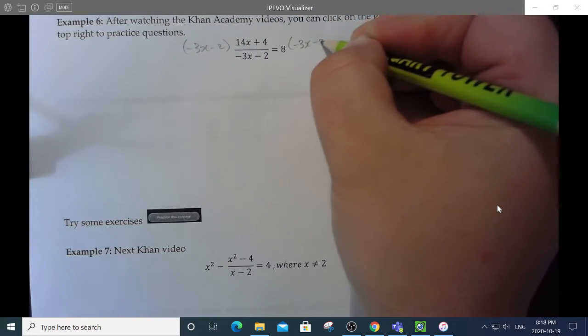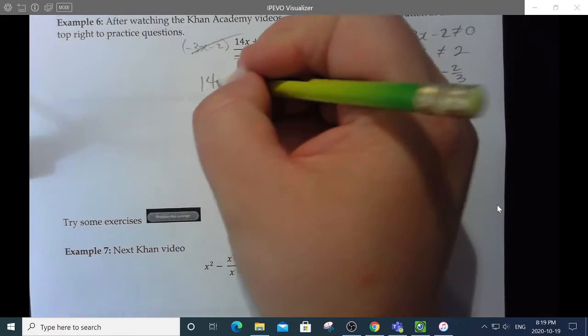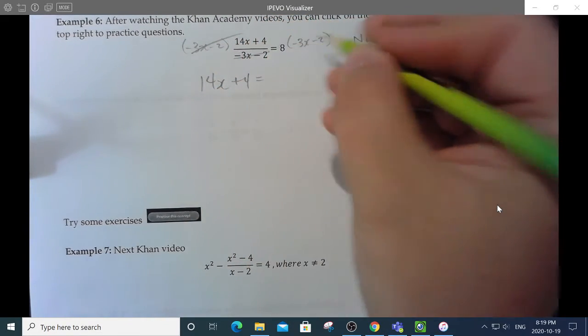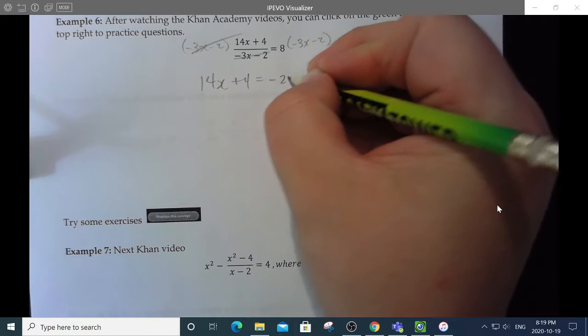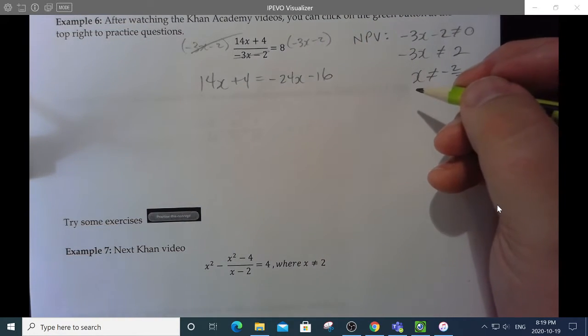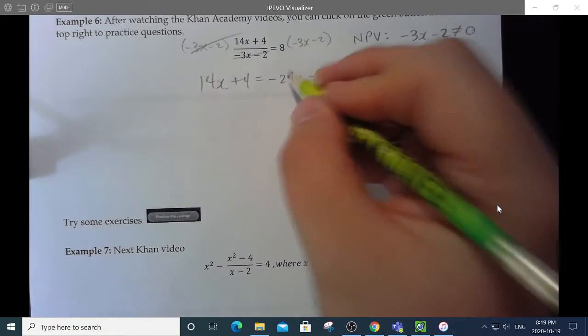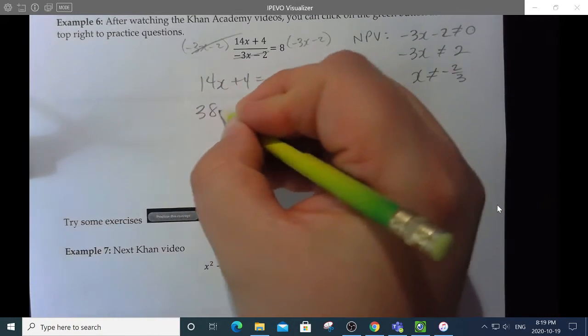You can do that to an equation. Just times both sides by the same number. If we do that, it cancels on this side, and I'm left with 14x plus 4. And over here, I'm left with minus 24x minus 16. Now I'm going to move my x's to one side, so that's 14 plus 24, which is 38x.